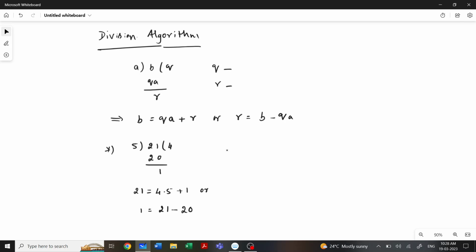This is one example. Similarly, if I take another example, 3 divides 28: if you divide 28 by 3, 3 nines are 27, so we get the remainder 1 again. In generalized form, 28 can be written as 9 times 3 plus 1, or 1 can be written as 28 minus 9 times 3, that is 27, and so on.